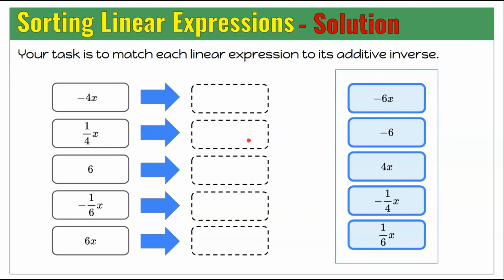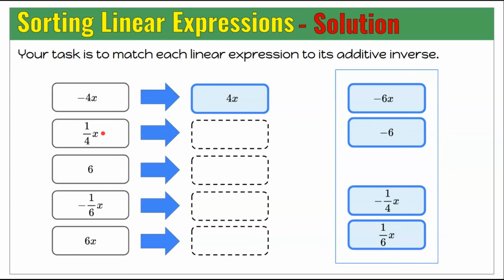Welcome back. Let's review our solution. I'm going to use that little trick. I'm going to take this value and multiply it by -1 to find its matching additive inverse. -4x multiplied by -1 is going to give me +4x. I'm going to take that away and bring it over. -4x and 4x are additive inverses.